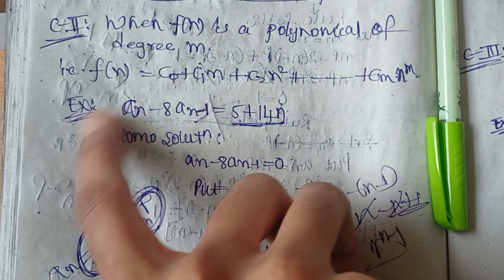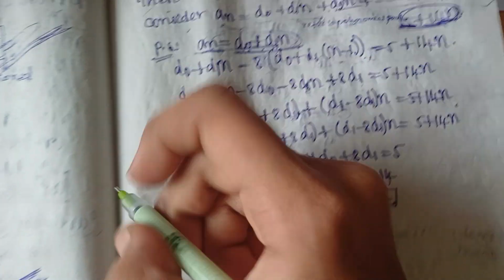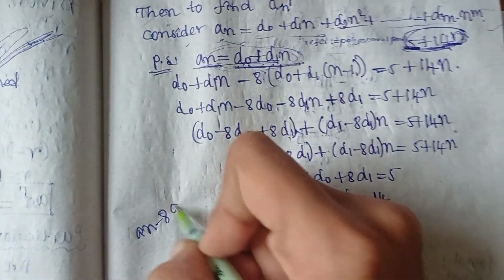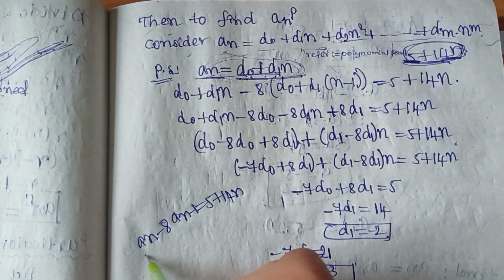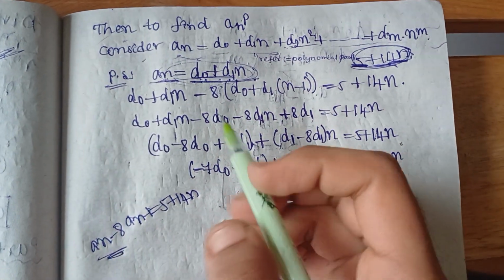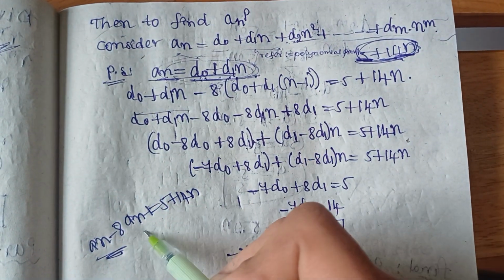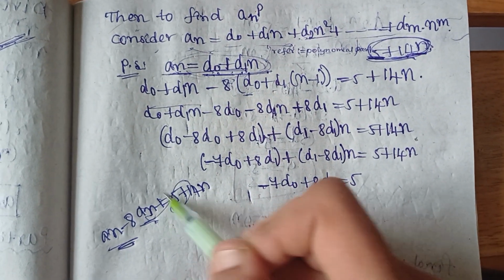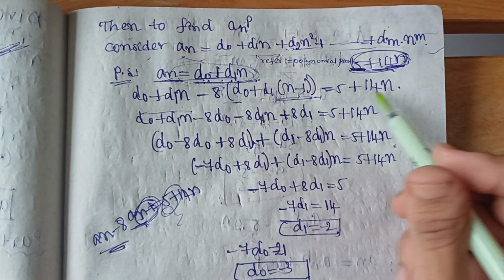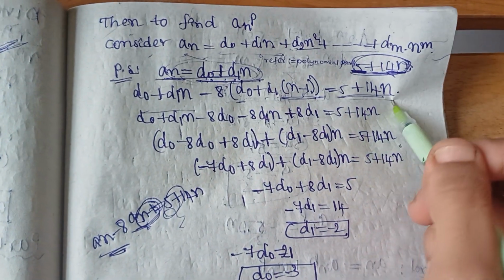Now you have to substitute that in the equation, that is in our question, that is an minus 8an minus 1, which is 5 plus 14n, right? So your an will be d naught plus d1n minus 8 into d naught plus d1 into, instead of n, here you are having n minus 1. So n minus 1, which is equal to 5 plus 14n.